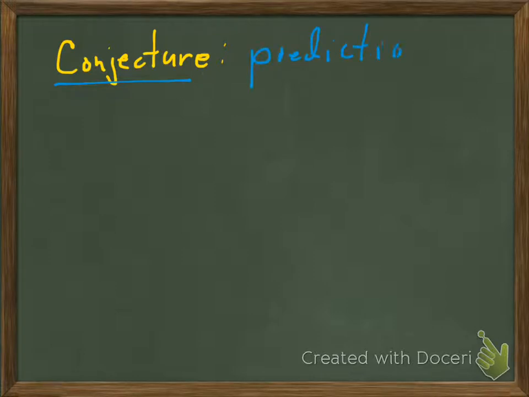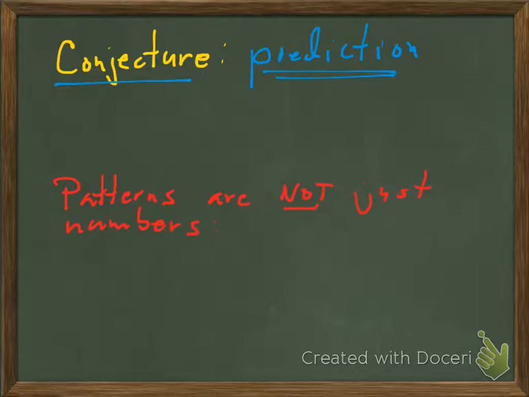So make sure you're familiar with that word. That'd be a good thing to show up in the daily quiz. A conjecture is a prediction. In addition, patterns don't have to just be numbers. We saw a pattern just a second ago that was just a bunch of numbers. You had to figure out what the next numbers are. But this is an example of another pattern, where it's a geometric pattern.